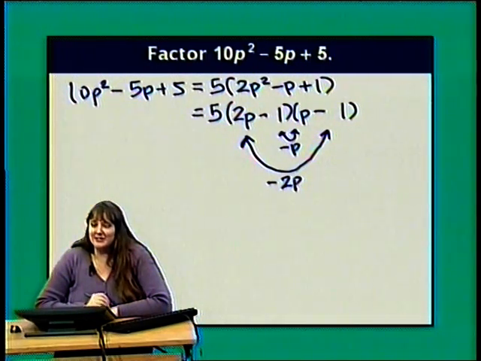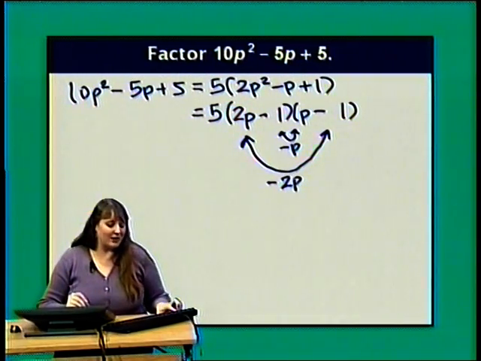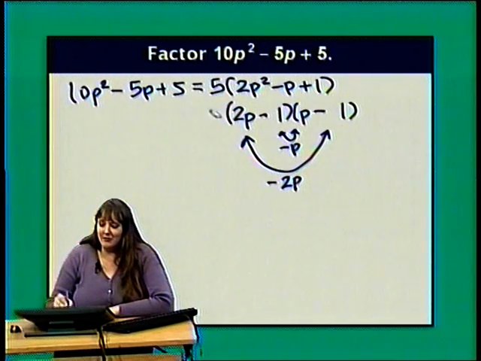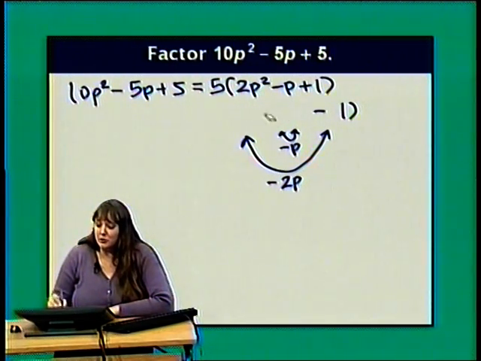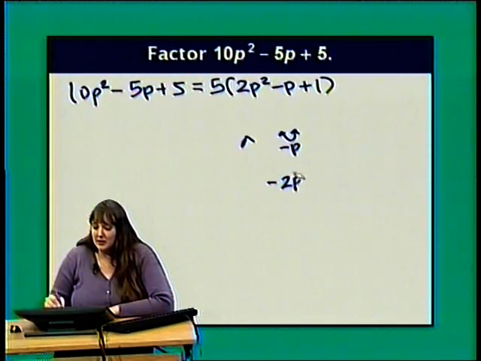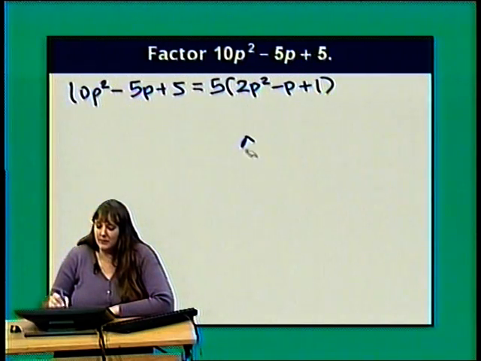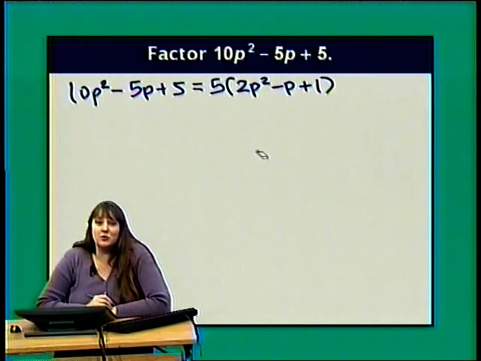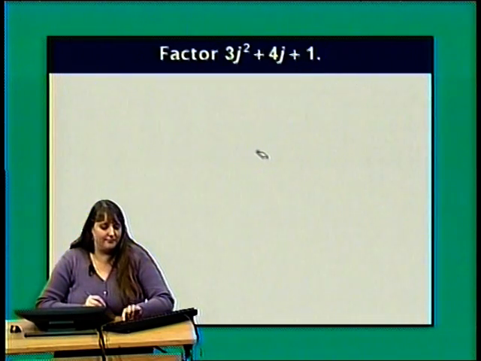It looks like, since I only had one choice and this choice doesn't work, that this equal sign that I just wrote down is not correct, and I want to do some erasing here. The polynomial 2p squared minus p plus 1 is prime. So the only factoring I can do on this original polynomial, 10p squared minus 5p plus 5, is to pull out that greatest common factor of 5, and I've already done that.